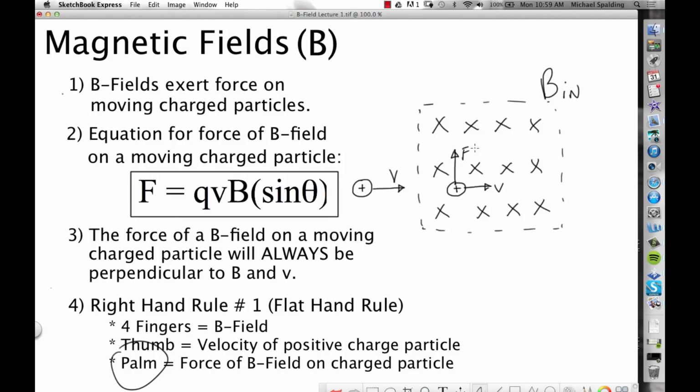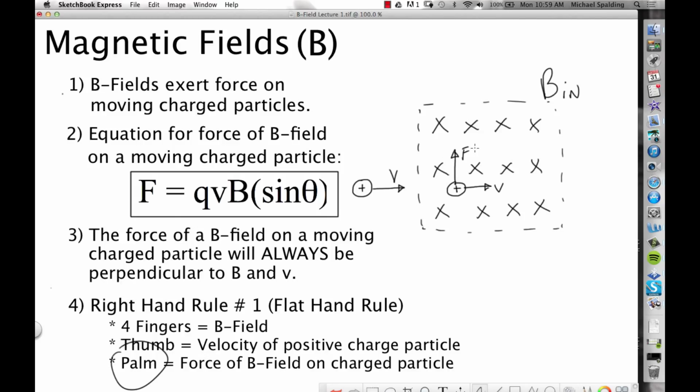Now here's why. Look. X's indicate in, so you put your four fingers into the screen, like that. The velocity's to the right. Which way is the palm of my hand? Up. So the force would be up.